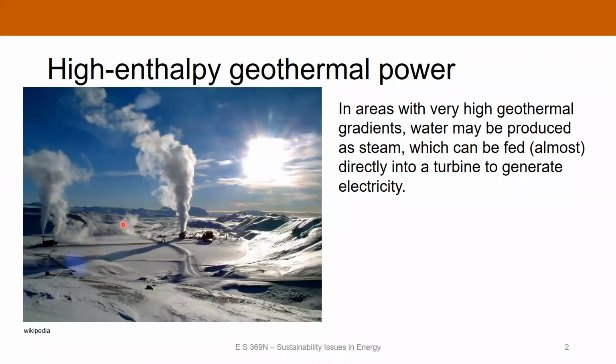All right, so let's start out by talking about high enthalpy geothermal power. So this is situations where the subsurface is very hot, fairly close to the surface. So very high geothermal gradients. And in these situations, the water that is produced from geothermal wells actually is entirely, or at least partially, in the form of steam. And if you're producing completely dry steam with no liquid water, you can feed that directly into a turbine to generate electricity.